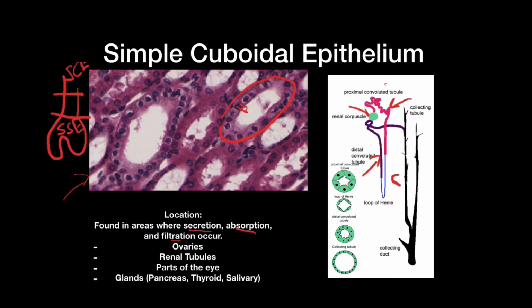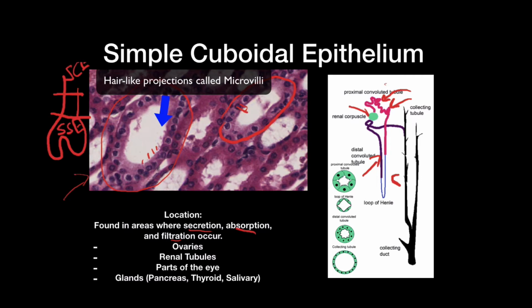And as you see here in this picture right here, this one is taken from the proximal convoluted tube, this one right here. And how you see that is that the simple cuboidal epithelium in the proximal tube are the only cells in the renal tubules that are going to have these small hair-like projections right here. You can see very small projections coming out from the simple cuboidal epithelium.